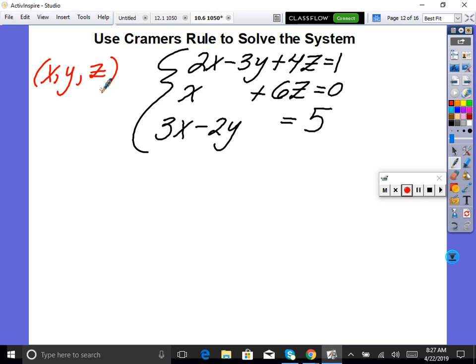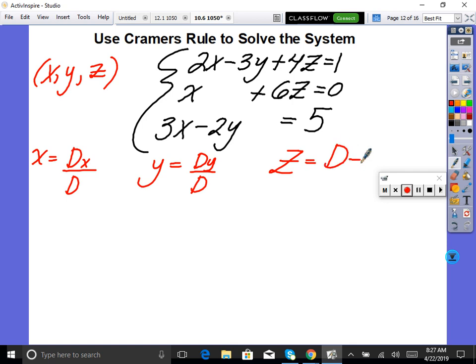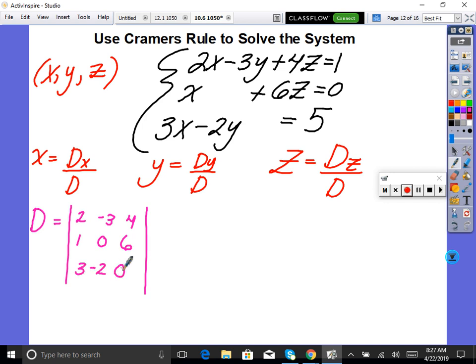So then we would say, okay, x is going to be Dx over D. y is going to be Dy over D. And z is going to be Dz over D. So your first step really is to go find out what D is. So D is equal to, here we go. So we'll do 2, -3, 4, 1, 0, 6, 3, -2, 0.